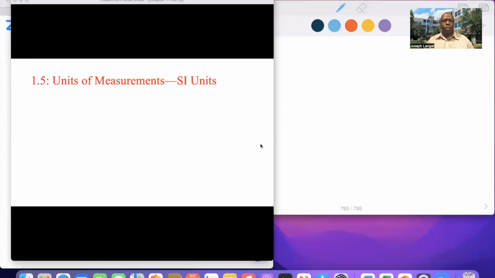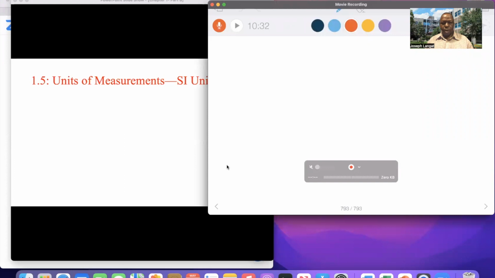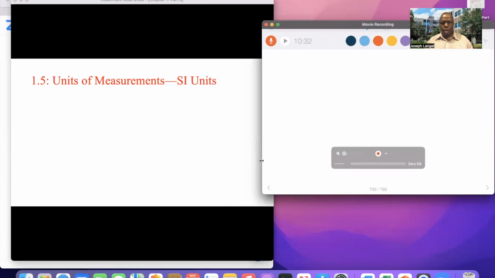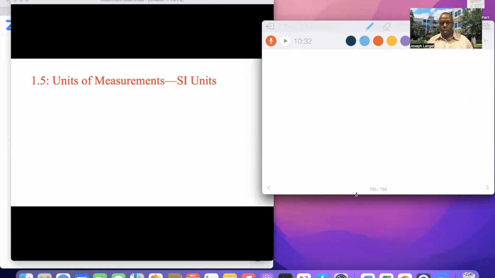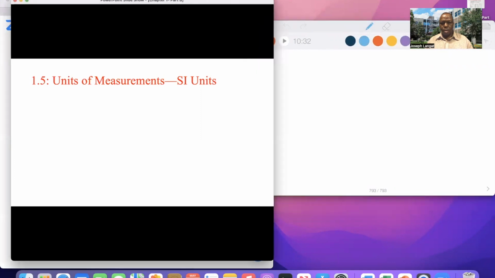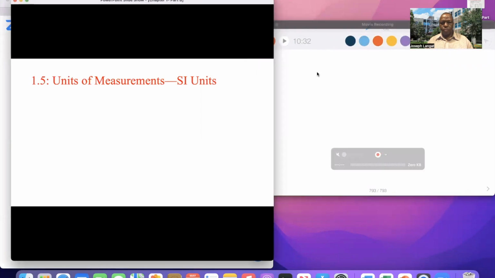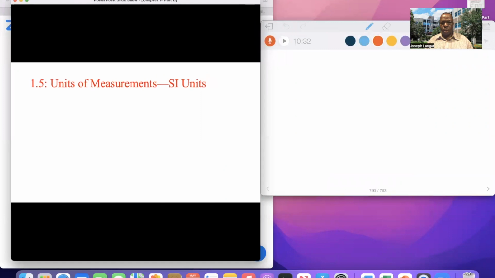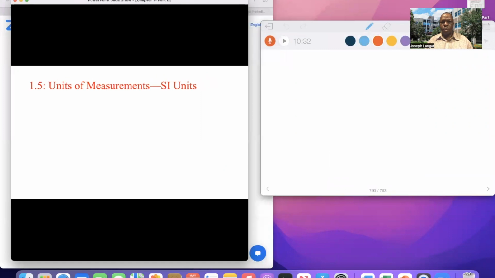Section 1.5 is on units of measurement. I like to have my whiteboard. Let me just have a setting right here so that at least you can see my notes.